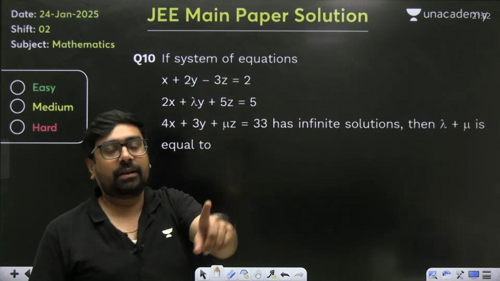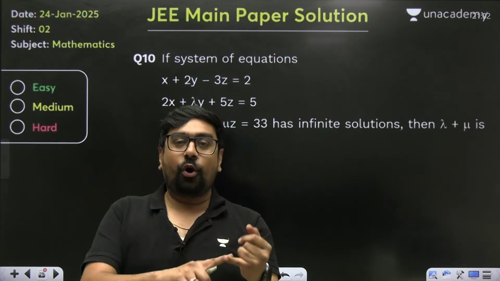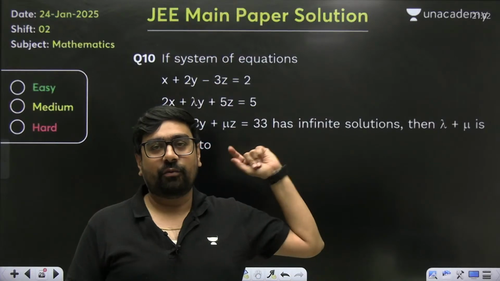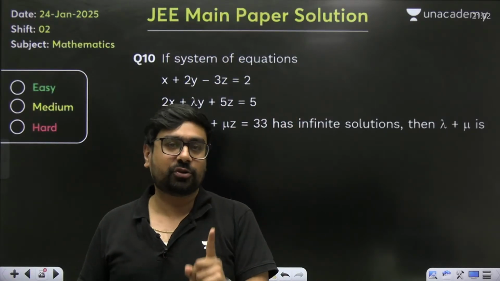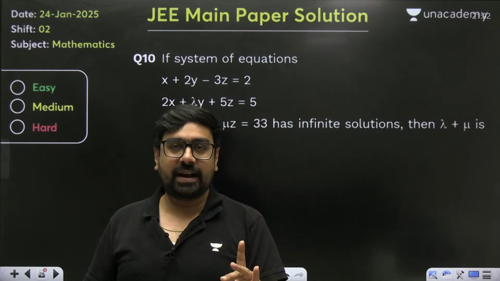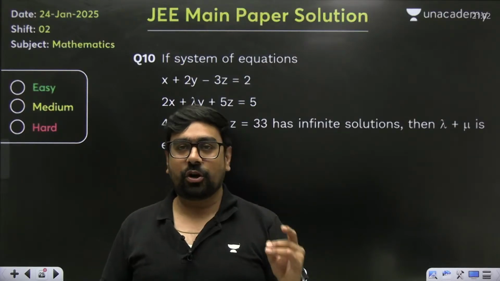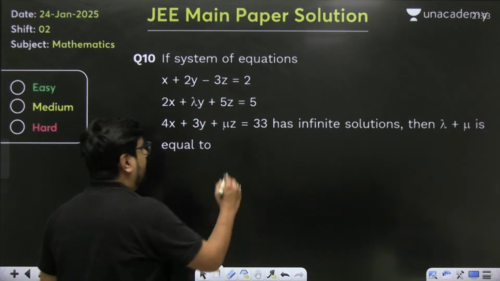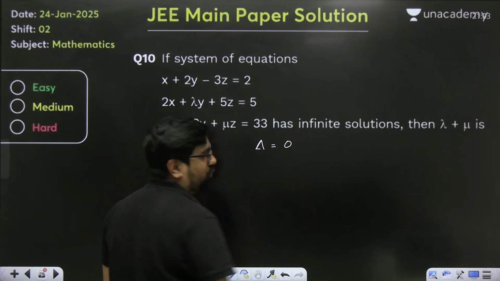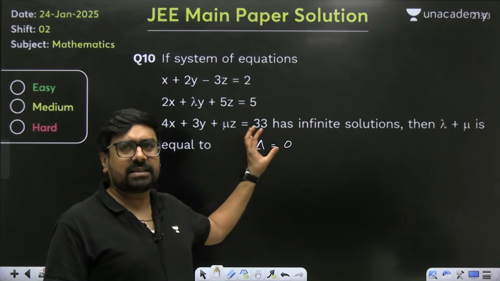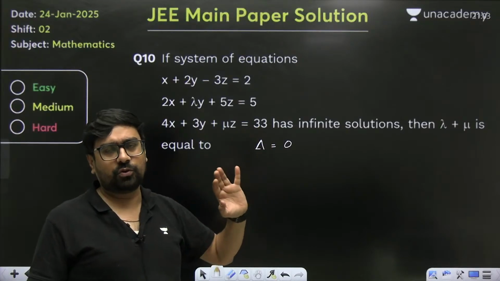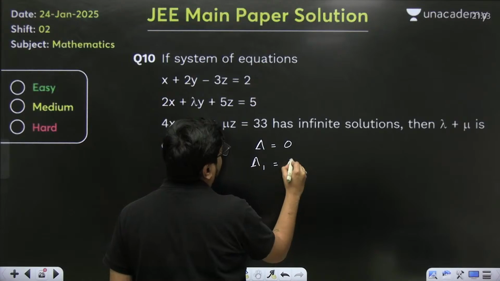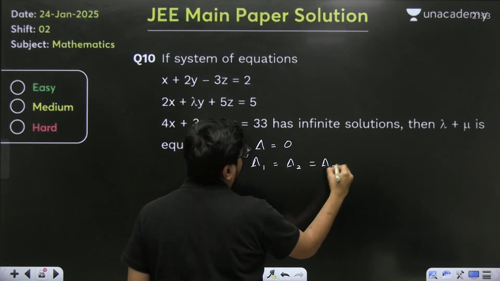Infinite solution, again one question. By all the 6 shifts of 22, 23 and 24, one question from 3D, which is either shortest distance, infinite solution or no solution. Shortest distance, direct formula. Infinite solution, direct formula. No solution, direct formula. For infinite solution, first put delta equal to 0. Most of the cases you will get answer here only, putting delta equal to 0. If you don't get, then put delta 1 or delta 2 or delta 3 equal to 0.